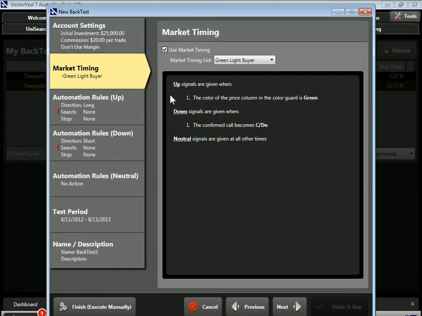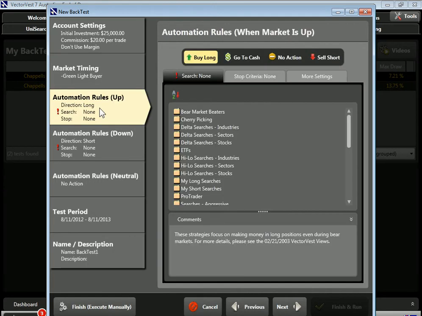We'll continue holding stocks long until we get to a confirmed down, where we'll go to a cash position. If there's not a green light in the price column, all we're doing is letting our stops manage the current positions that we have. And we'll get more in depth on how we're going to manage them in Automation Rules Up. So if I go to the next section, here we're going to pick our search.